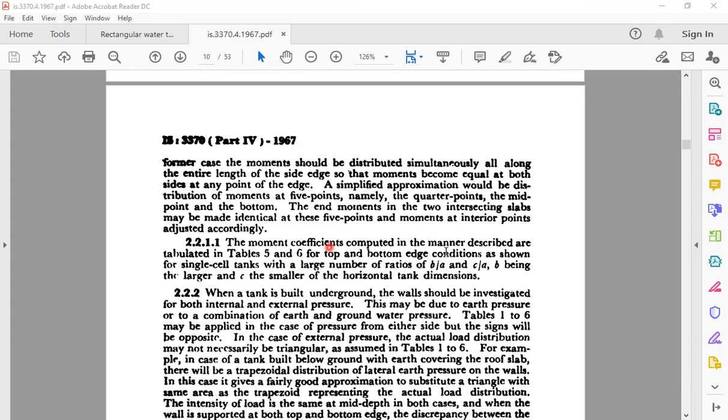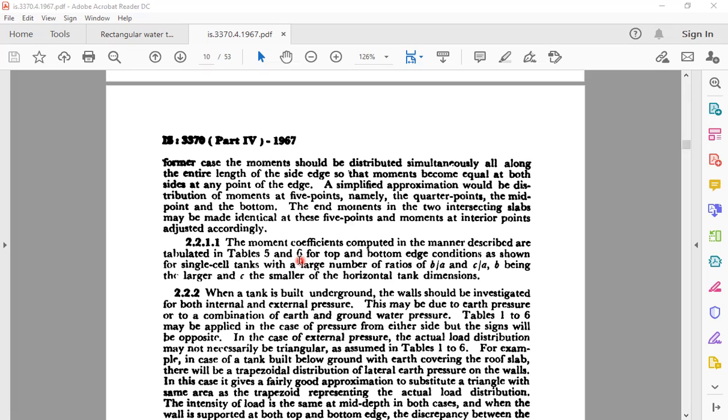So moment coefficients computed in the manner described are tabulated in tables 5 and 6 for the top and bottom edge conditions as shown, for single cell tanks with a large number of ratios of B by A and C by A. Here B is larger and C is smaller horizontal tank dimensions. We usually consider B and C as the length and breadth of the tank. They are the horizontal dimensions.